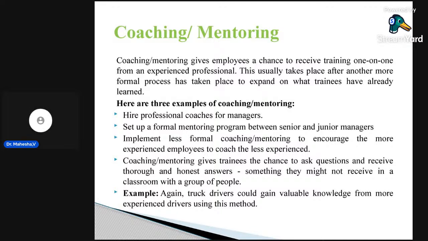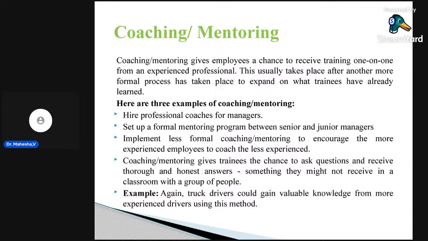Coaching or mentoring gives trainees the chance to ask questions and receive thorough, honest answers. It allows discussion between one and the other in the case of coaching and mentoring, something they might not receive in a classroom with a group of people. Suppose in the classroom environment, the expert keeps on explaining a particular concept, and one could not understand. Then they will talk about it outside while clarifying their doubts.